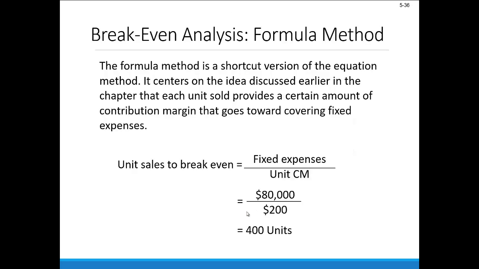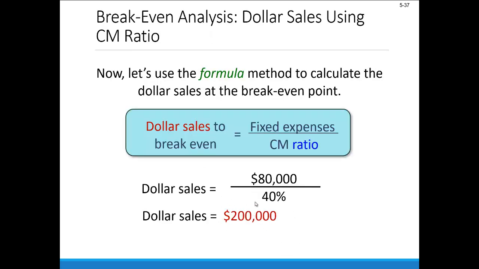Now we are talking about the same point, right? This break even point is 400 bikes in RBC's case, or $200,000. It's the same thing, right? They're selling each bike for $500.